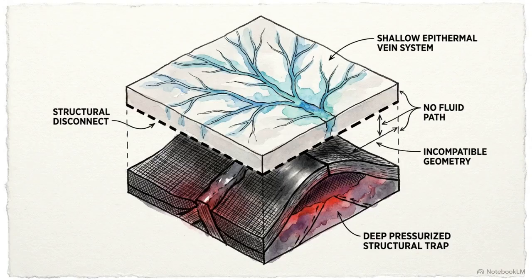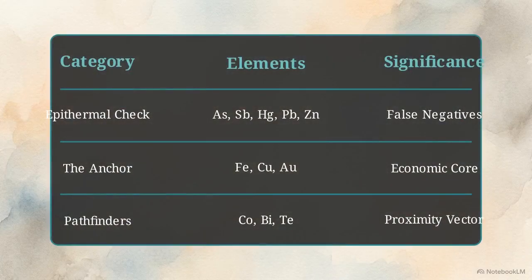A persistent error in the industry is applying trace element models built for shallow epithermal or porphyry deposits to deep IOCG systems. This table outlines the resulting problem. Arsenic, antimony, mercury, lead, and zinc are excellent pathfinders for epithermal veins, but they are typically non-existent in high-temperature IOCGs. Relying on these elements produces false negatives. Teams hit nothing from their epithermal checklist and abandon viable targets.